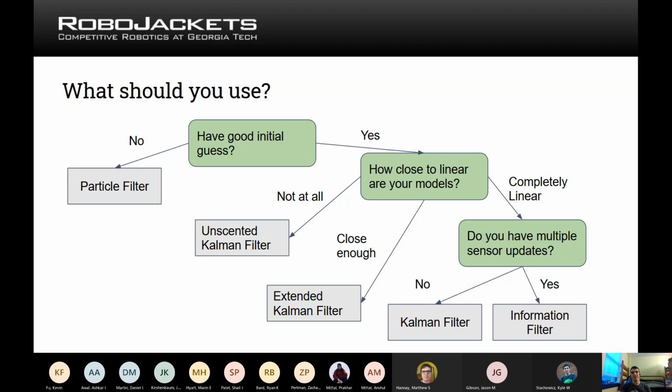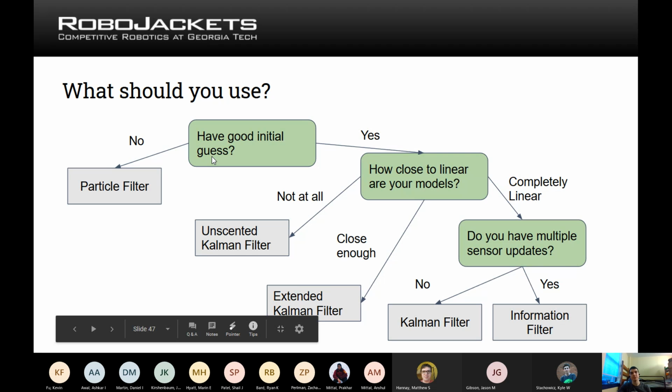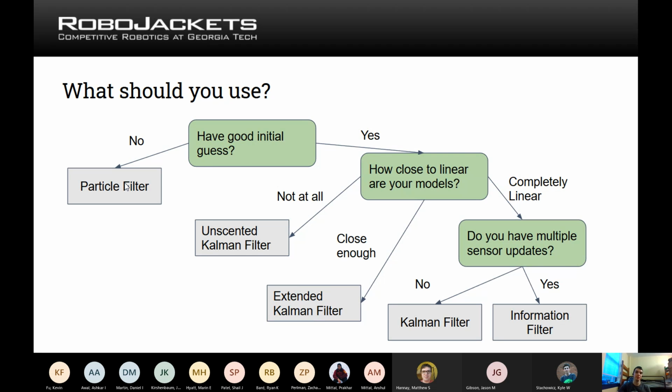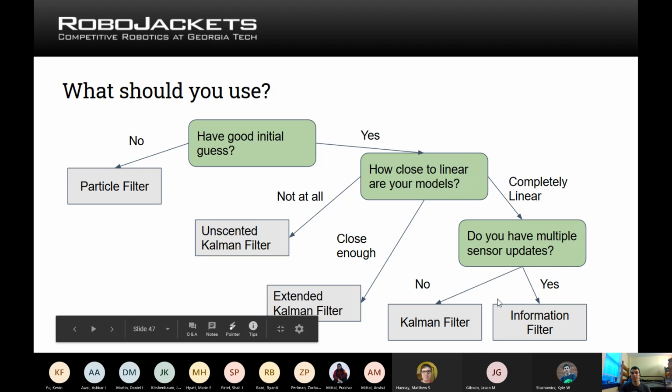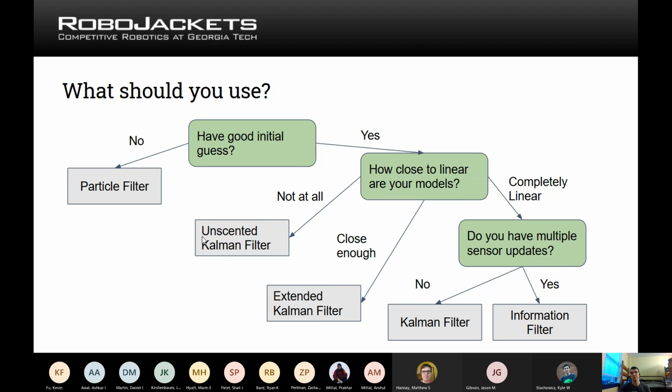So this is an overview of what to use when, but all of these are with a grain of salt, because it really depends on your application. If you have no good initial guess at all, you might lean more towards a particle filter. If you do, then you have to examine how linear your models are. If they're completely linear, you should probably use one of these two, so an information filter or Kalman filter. If it's close enough, you can use an extended Kalman filter. And if it's not at all, then you can use an unscented Kalman filter.